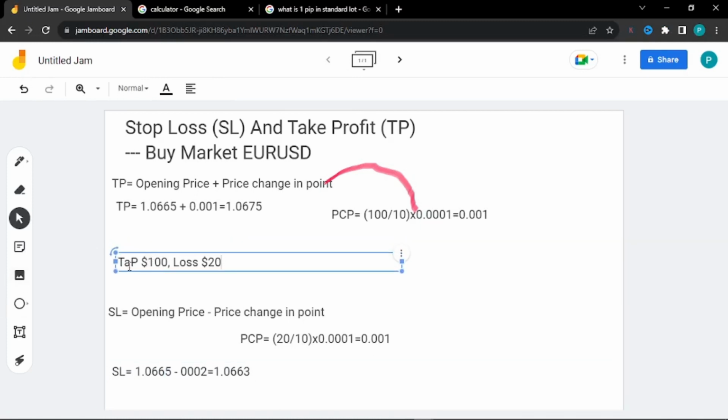So here is your target profit and your loss. This is the amount of money you actually need to note. The first thing is knowing how much you want to make and how much you want to lose, and then using this formula here, opening price plus price change in points, and then you actually get it very easily.